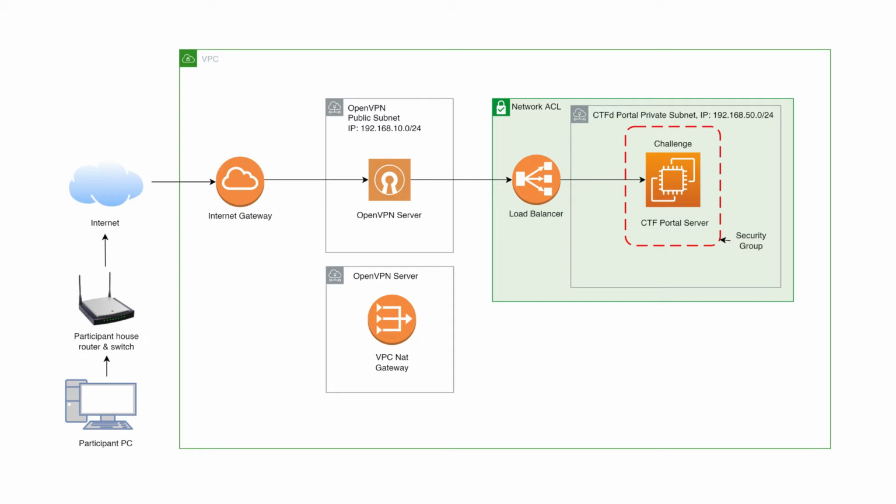So previously, we talked about how you can set up the OpenVPN server on the AWS platform. We have already done that and we have installed an SSL certificate on it as well. So in today's video, I'll be sharing with you how you can install the CTFd portal on the AWS platform inside the private subnet. So if you are ready, let's get into it.